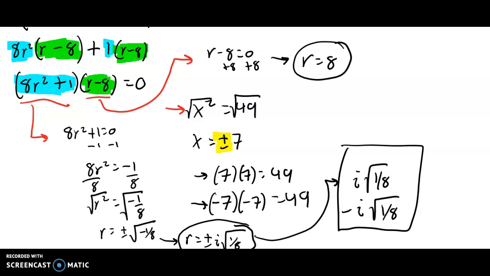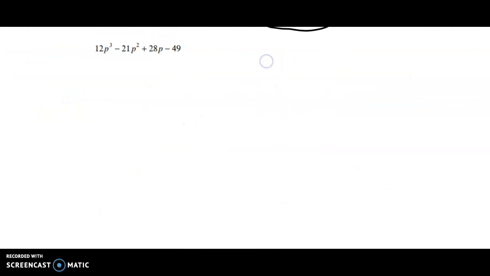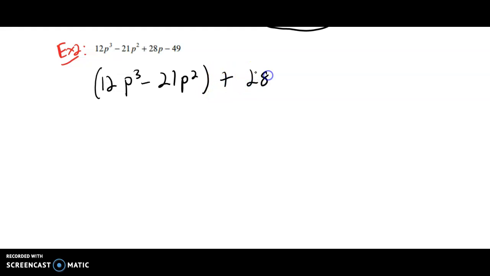Let's do one more. All right, we're going to call this example 2. You can pause and rewind whenever you need, but definitely make sure you pause here to write the original problem. Okay, I see 4 terms. 4 terms tells me factor by grouping. I'm going to break these into 2 groups. And then we're going to start searching for common factors out of each group.